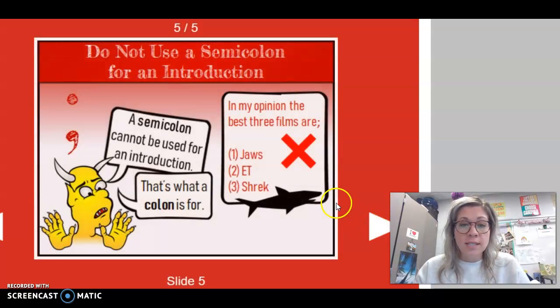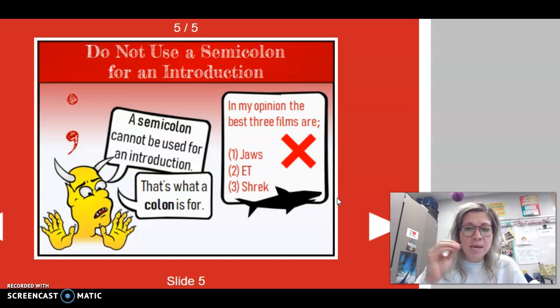Okay, last thing here, you don't want to use a semicolon for an introduction. Like, "In my opinion, the best three films are," and then you have a list. That's where a colon comes in. We're not getting into colons just yet. But we don't want to use a semicolon like that, okay?